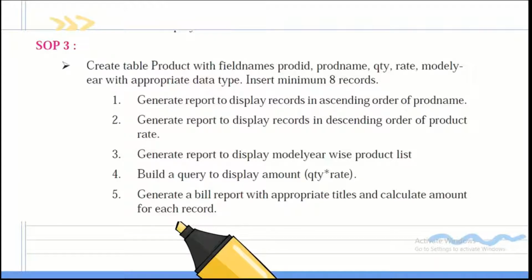SOP number 3: create table product with field names product ID, product name, quantity, rate, model year with appropriate data type, insert minimum 8 records. Then first, generate report to display records in ascending order of product name; second, generate report to display records in descending order of product rate; third, generate report to display model year wise product list; fourth, build a query to display amount; fifth, generate a bill report with appropriate titles and calculated amount for each record.